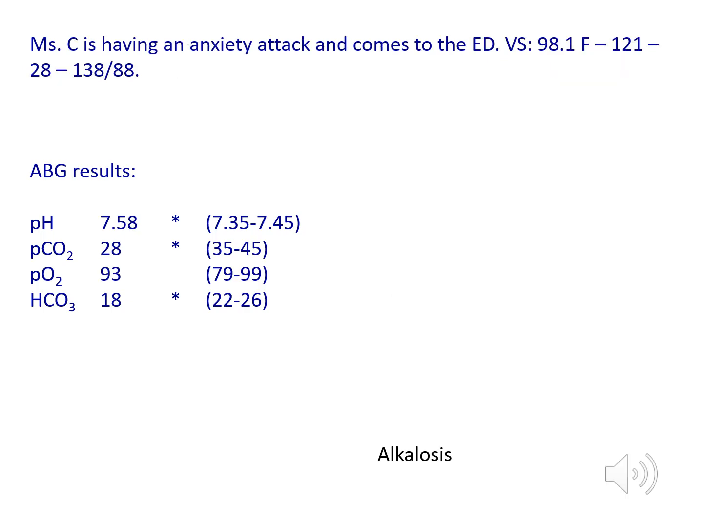Another one, okay, look at the pH. Is this patient in acidosis or alkalosis? Well, the pH is 7.58, which is higher than normal, so this person is in alkalosis. Okay, what about the PCO2 and the bicarb? Are they high, low, or normal?